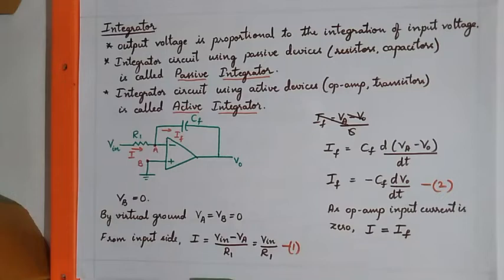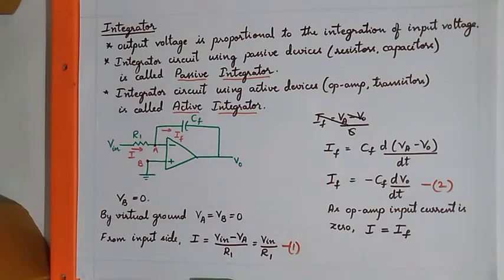Accordingly, the circuit which is constructed using passive devices such as resistors, capacitors, etc. is called a passive integrator, and a circuit which is constructed using active devices such as Opamp or transistor is an active integrator. Since we are learning the application of Opamp as an integrator, this particular integrator circuit is an active integrator. The circuit shows the Opamp integrator circuit.